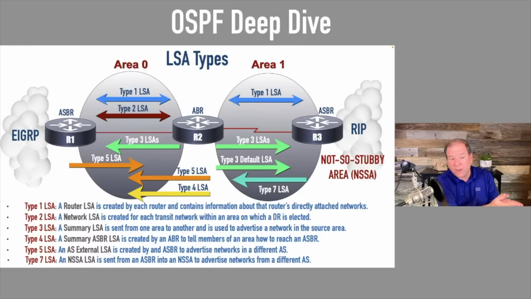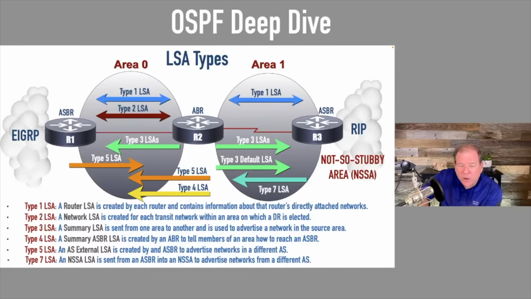Oh, by the way, for all those routers in area 0 that want to get back to those RIP networks, they got to know the ASBR. They got to know the autonomous system boundary router to get there, and that's R3. So we've got to send a type 4 LSA in there. But that's suddenly a not so stubby area. It was a stub area, but then we connected another autonomous system. So now it's not so stubby. One more type.